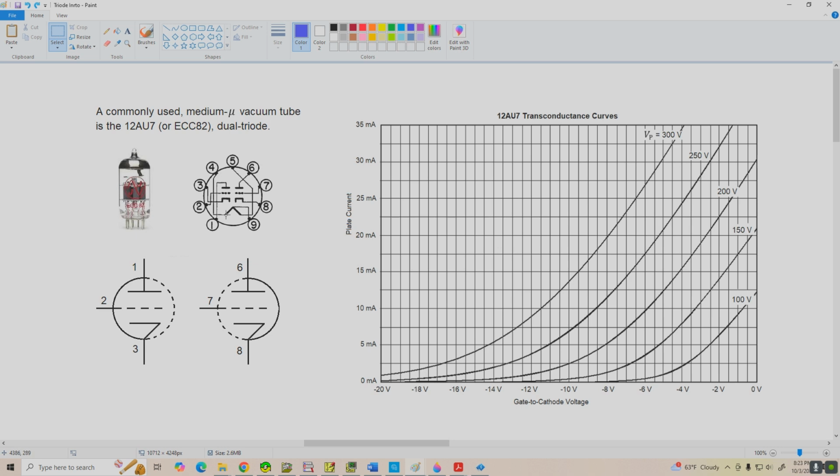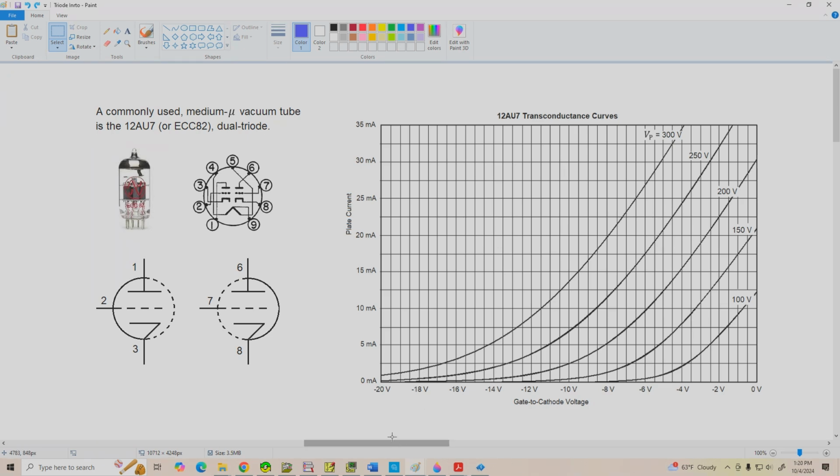The heater is connected end to end from pin 4 to pin 5, and there's also a center tap that goes to pin 9. So we can operate this filament either from 12.6 volts across pins 4 and 5, or we can connect the ends 4 and 5 together and power it from the center tap to the ends using 6.3 volts, and that's probably the most common way that we're going to power this tube up. Down here below we see the typical representation we'd find on a schematic diagram, and over here on the right we've got the transconductance curves for the 12AU7.